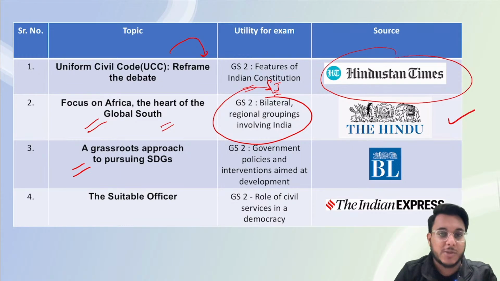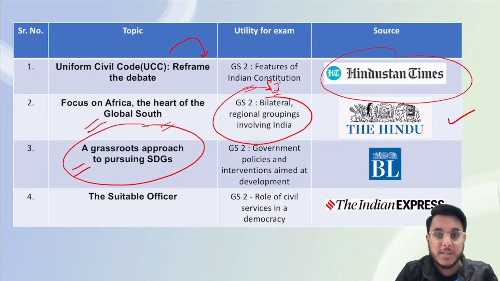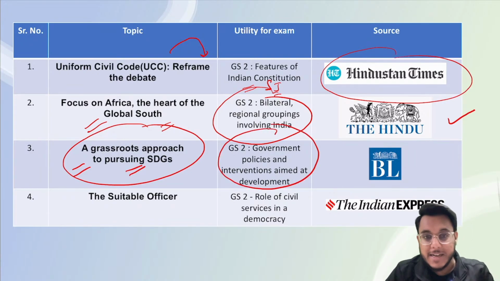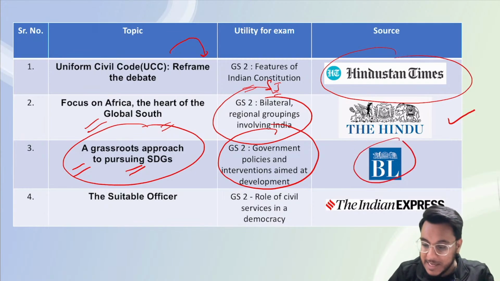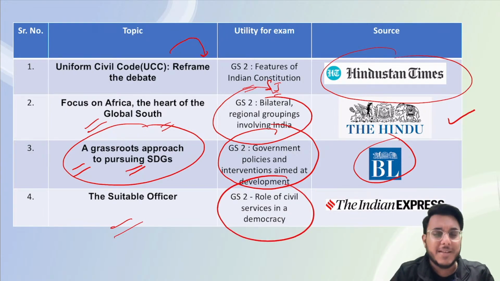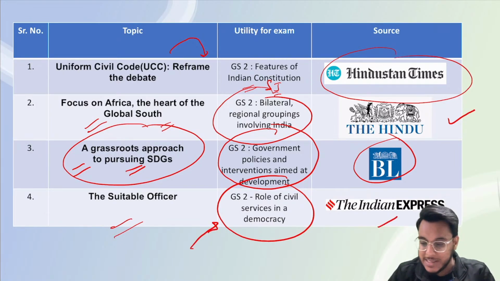Then the third article is talking about a grassroots approach to pursue sustainable developmental goals. This article will be important for government policies and interventions aimed at development. This article is taken from the Business Line newspaper, the Hindu Business Line. Then the suitable officer. This article talks about how the role of civil servants needs to be enhanced, needs to be changed in order to ensure ease of doing business. This article will be important for GS paper number 2, role of civil services in a democracy, and the article is taken from the Indian Express newspaper.